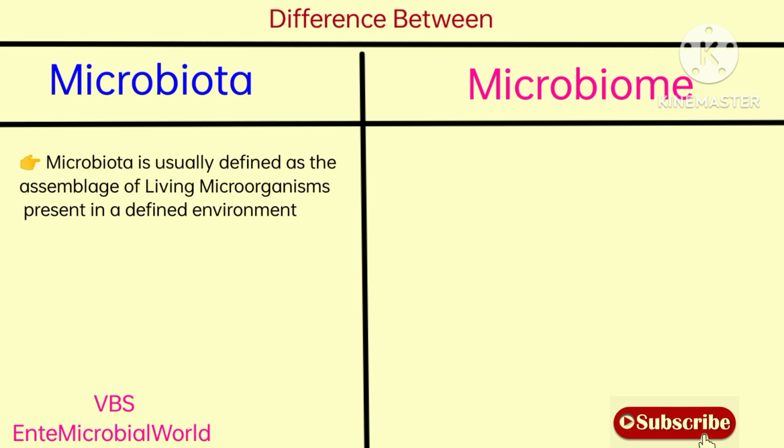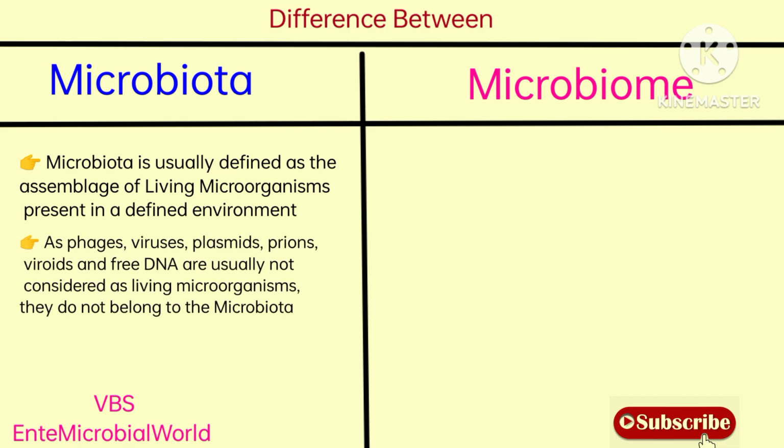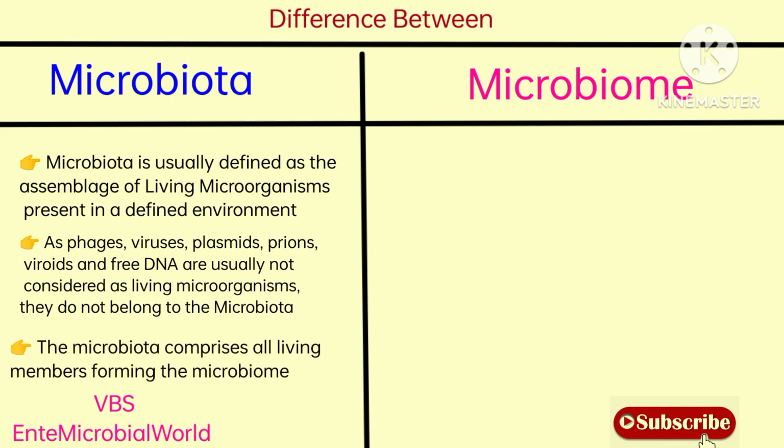Microbiota is usually defined as the assemblage of living microorganisms present in a defined environment. As phages, viruses, plasmids, prions, viroids, and free DNA are usually not considered as living microorganisms, they do not belong to the microbiota. The microbiota comprises all living members forming the microbiome. That is, microbiota comprises only the living microorganisms.